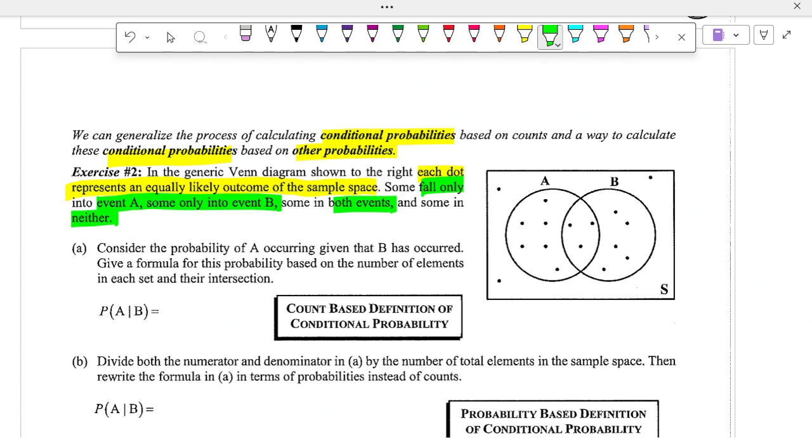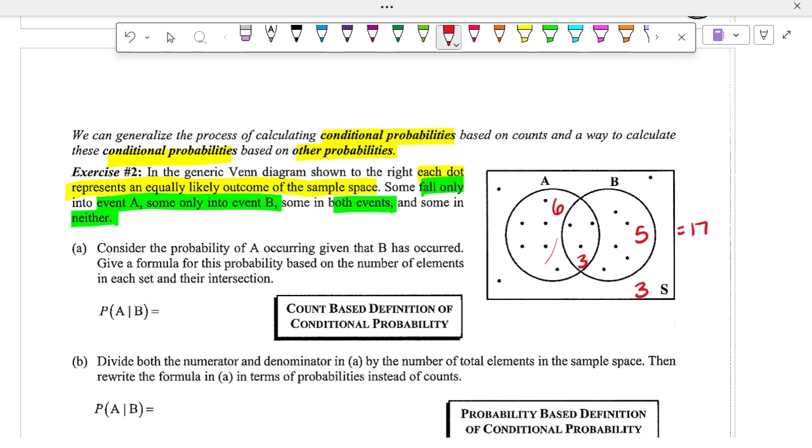All right. Just for our sanity's sake, let's go through and actually put numbers in the sample space. How many happened in only A? 6. So there's 6 dots. How many happened in only B? 5. Both? And neither? 3. So how many total in my sample space? 17. You just add up all the numbers.